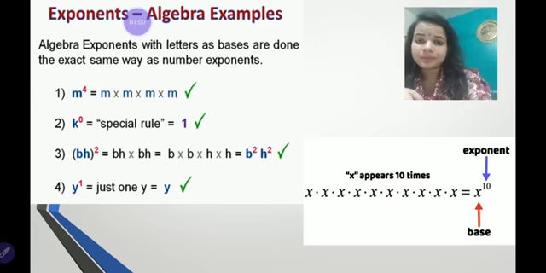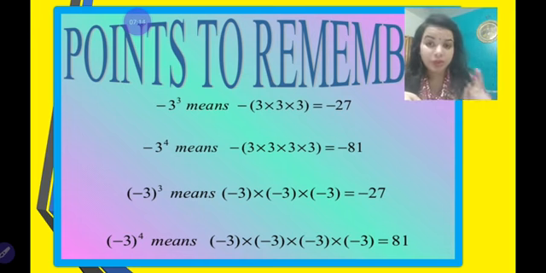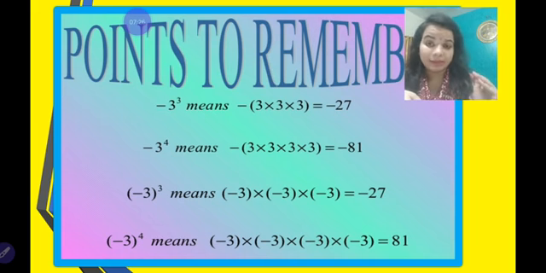Clear? Now few points that you have to remember. Minus 3 raised to the power 3 means minus is separate and 3 is your base. I have told you this thing earlier. 3 into 3 into 3, that will give you minus 27. Similarly, if you have minus 3 to the power 4, this means minus sign is outside and 3 is multiplied 4 times. So you will get your answer as minus 81.